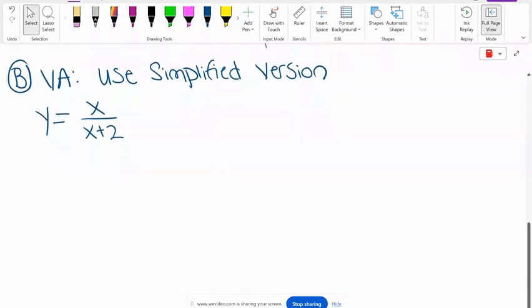So we have a vertical asymptote, but we're using the simplified version. We know there's going to be a vertical asymptote where the denominator is set equal to 0. So we know there will be a vertical asymptote at x equals negative 2.